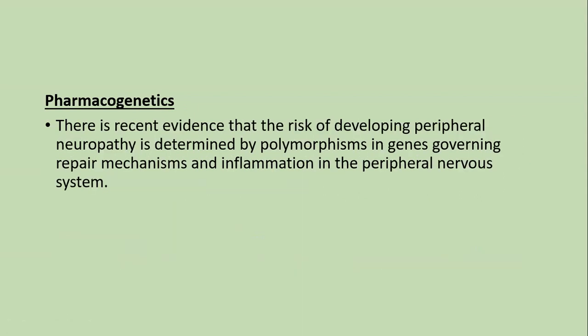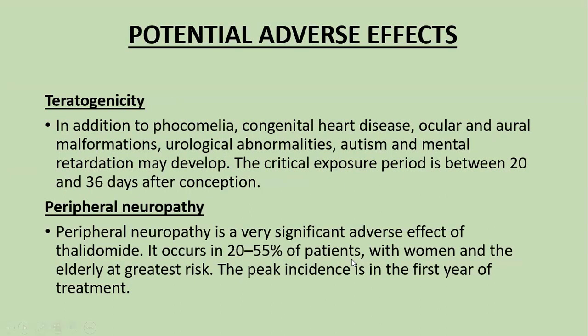Pharmacogenetics. There is recent evidence that the risk of developing peripheral neuropathy is determined by polymorphism in genes governing the repair mechanism and inflammation in the peripheral nervous system. So there are two potential adverse effects, teratogenicity and peripheral neuropathy. Teratogenicity, already explained, causes phocomelia, congenital heart defects, ocular and oral malformation, urological abnormalities, autism, and mental retardation. Critical exposure is between 20 to 36 days after conception.